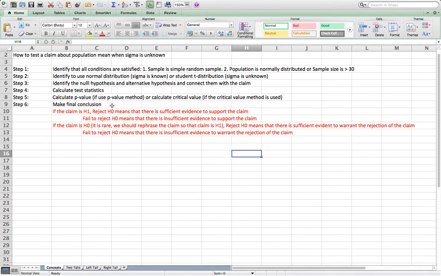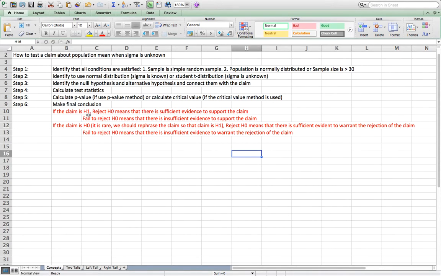Basically, if the p-value is less than the significance level, we reject the null hypothesis. Otherwise, we fail to reject the null hypothesis. Or if we use the critical value, we compare it with the test statistic. If the test statistic falls outside the critical value, then we reject the null hypothesis. Otherwise, we fail to reject the null hypothesis.